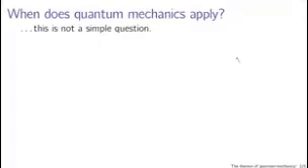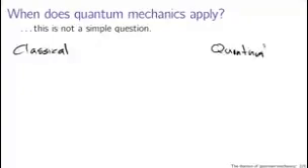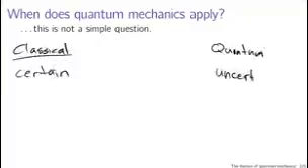When does it apply? Well, on the one hand, you have classical physics, and on the other hand, you have quantum physics. And the boundary between them is not really all that clear. On the classical side, you have things that are certain, whereas on the quantum side, you have things that are uncertain. What that means in the context of physics is that on the classical side, things are predictable. They may be chaotic and difficult to predict, but in principle they can be predicted.